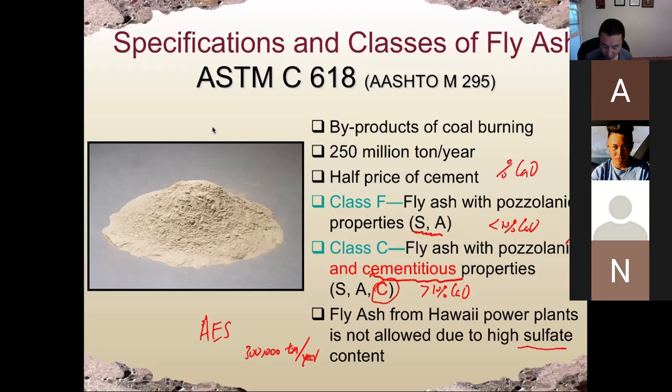However, in one of the projects we performed here at UH, we tried to use the local AES fly ash without any cement. Okay. So the result is very good. We could use up to 100% of local fly ash with no Portland cement, and the strength of the concrete is very high. Okay. So again, this is an interesting project and we will introduce that to you in future lectures.